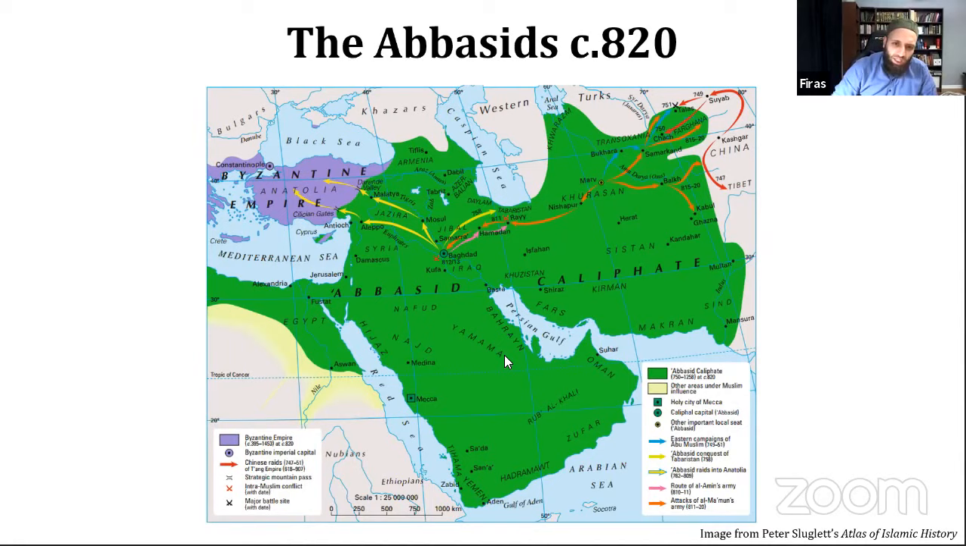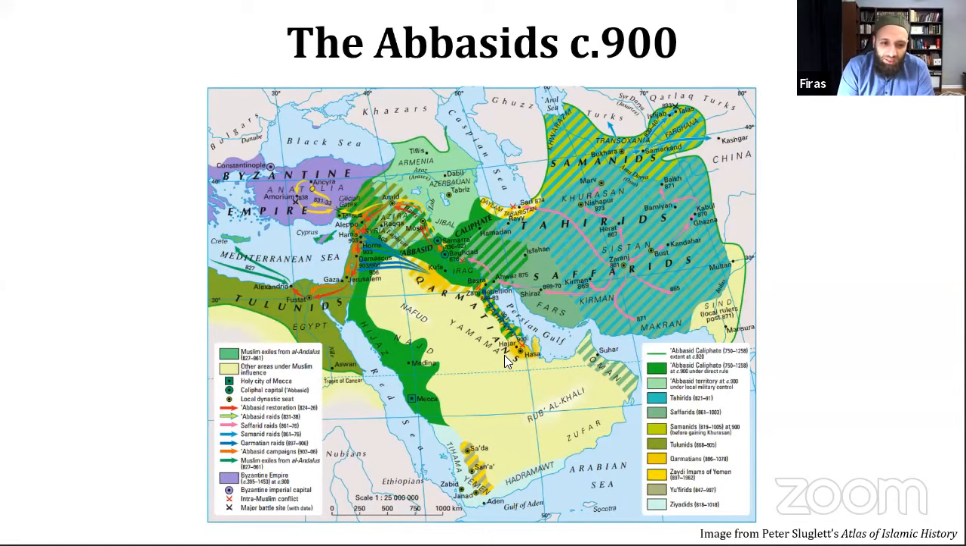But this is what it looks like around the year 900. Big difference here, right? What happens is that the Abbasids lose a level of control over the provinces of the Abbasid Empire. You can say this would be similar to America's 50 states no longer really caring about the central government in Washington, D.C.